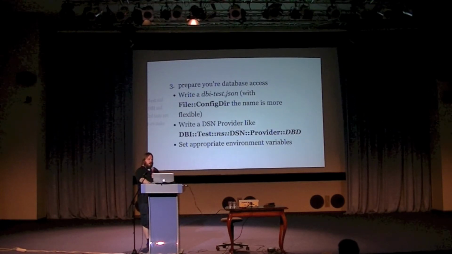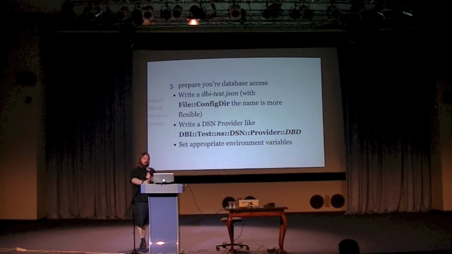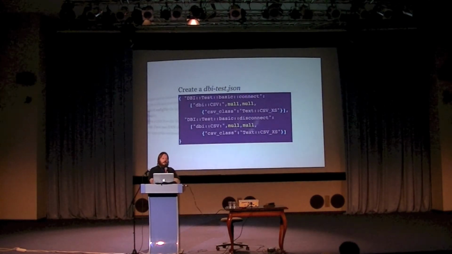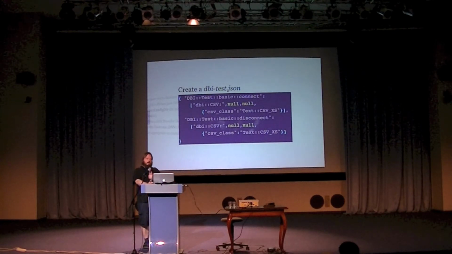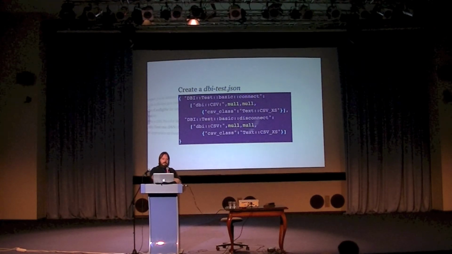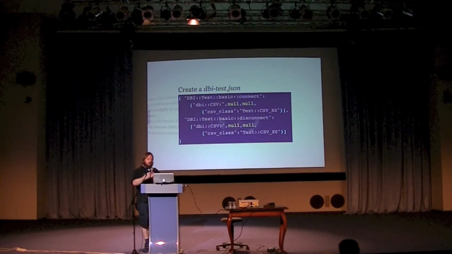And, well, it's run. The test is run, but with what DSN? We have DBD file, and we have DBD CSV, we have DBD DBM. So we create, for example, a JSON file and say, okay, we have these kinds of tests, and please use that DSN for them. So the tests are run against DBD CSV.